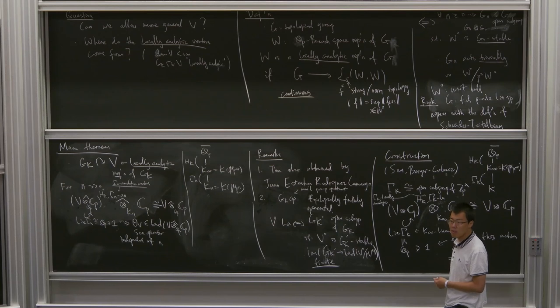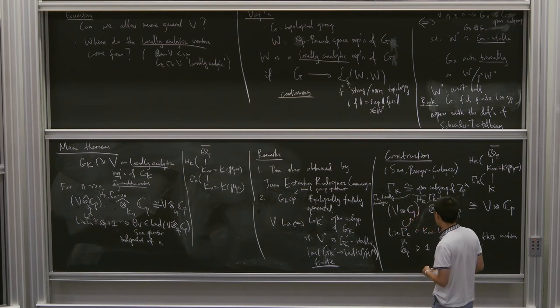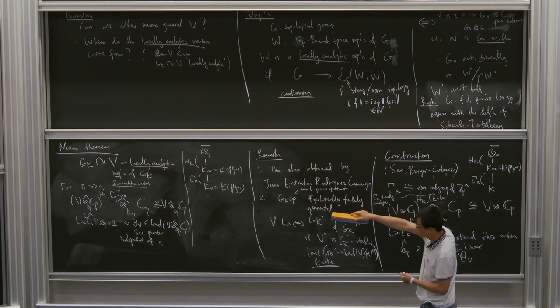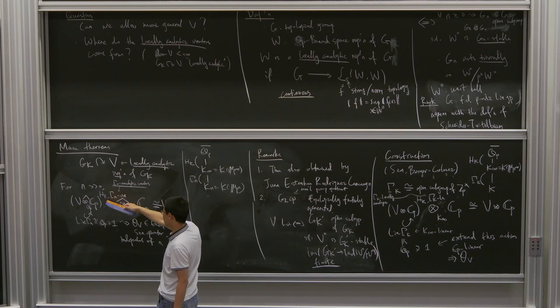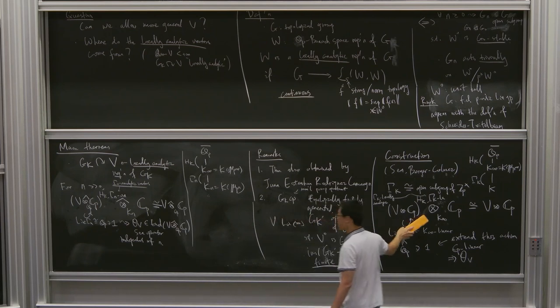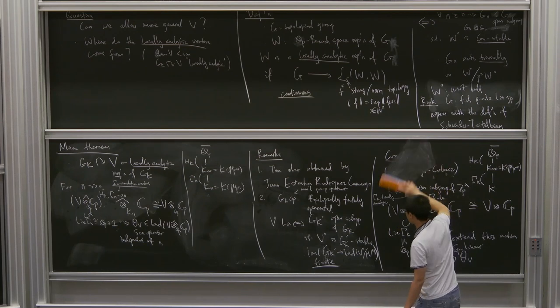How do you recover the original theorem? You just take the direct limit over n. When you take the direct limit over n, you just get all the Gamma locally analytic vectors, and the tensor product is over K_infinity. If V is finite dimensional, there is no need to take the completed tensor product, and you exactly recover this isomorphism. Okay, now I'm going to erase this.